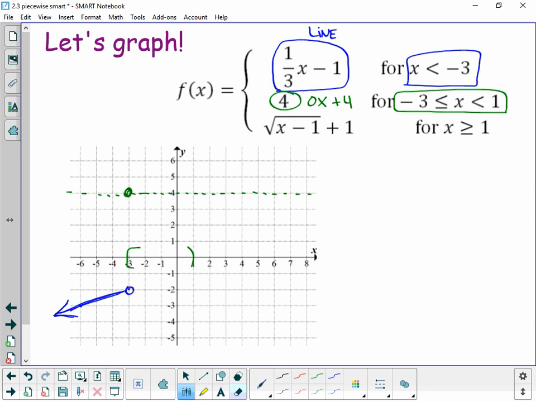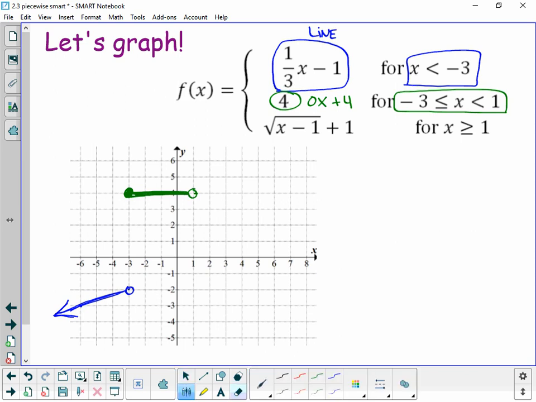The negative 3 is included, so that's a solid circle. And then the other side, on the side where x is less than 1, you don't want to include the 1. So just everything in between those two values. Everything else is not part of this piecewise function. So we have this so far. We have one more part to go.